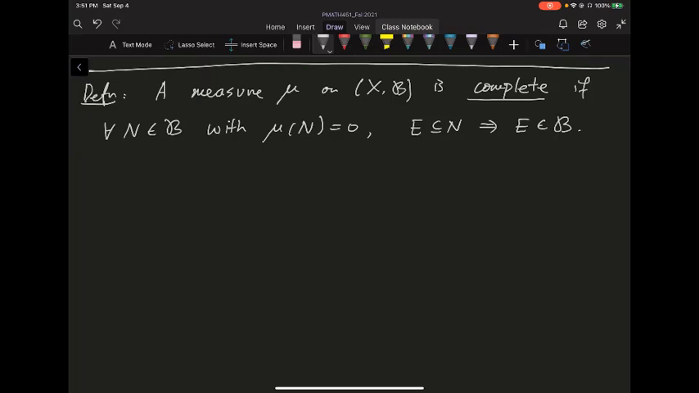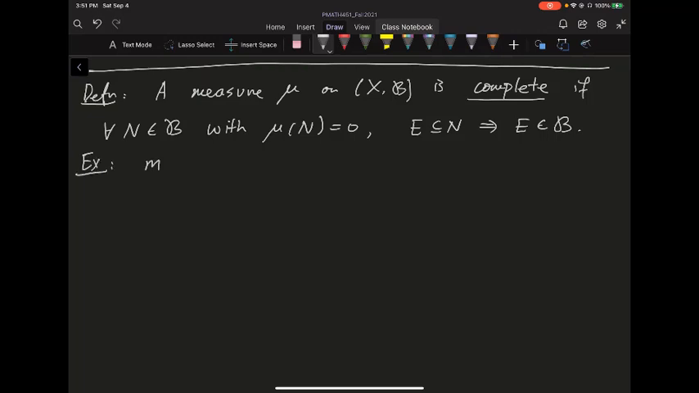Well, because of the monotonicity, we know that if E is a subset of some set with measure 0, then E is going to be measure 0 as well. So in other words, a measure is complete if for every set which has measure 0, its subset is first of all measurable, and when it's measurable, it also has measure 0. So let's take an example.